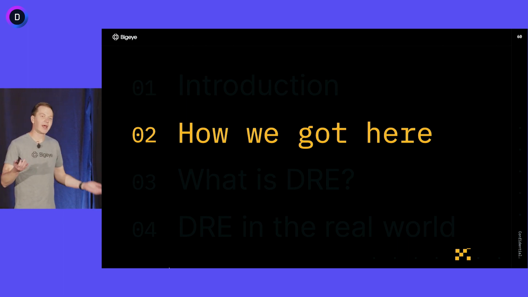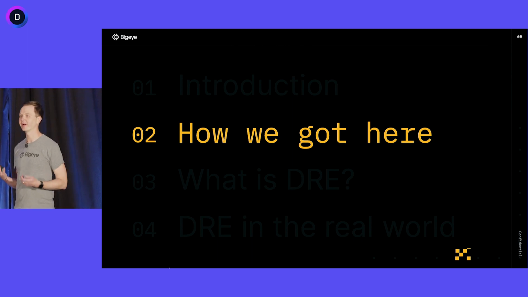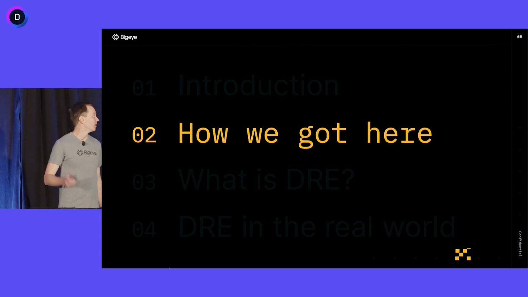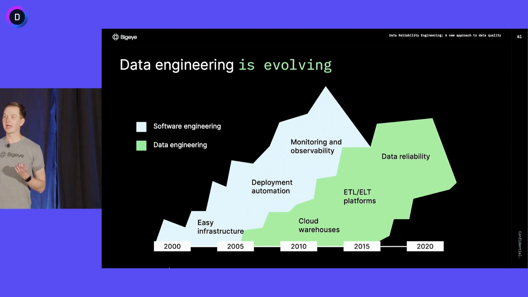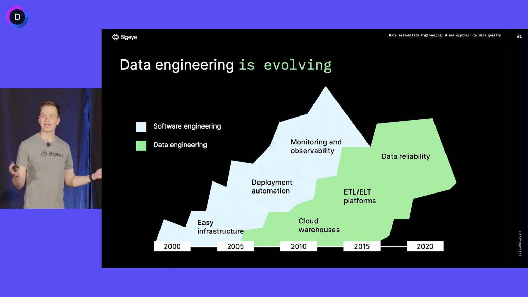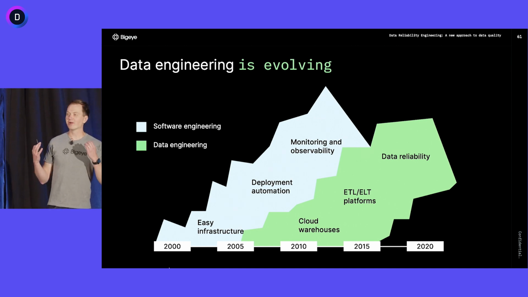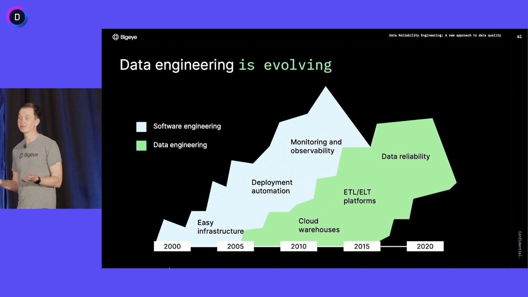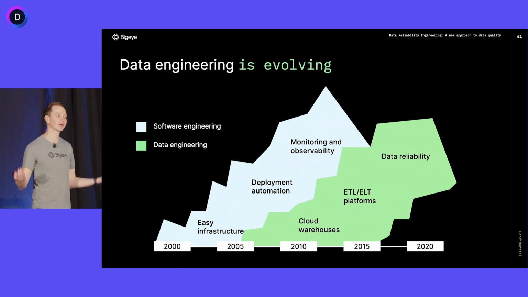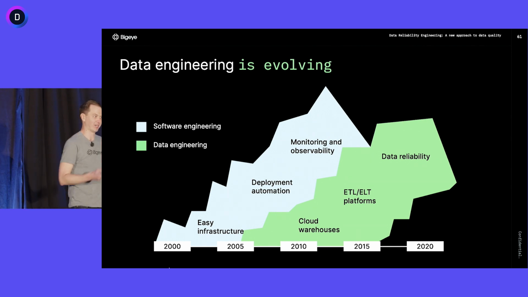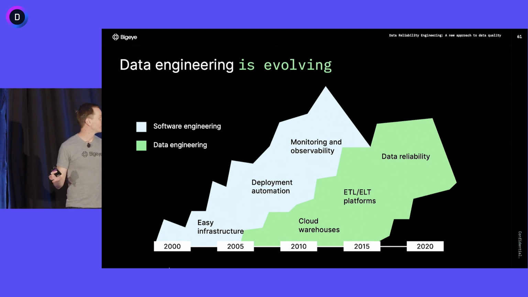So let's talk about how we even got here. Why is data reliability important now? Why haven't we been talking about this a few years ago? Well, data engineering and the data landscape is evolving similarly to how software evolved, but with a bit of a delay. So if you think back to the early 2000s, software was built and deployed on bare metal racks that sat in a closet somewhere, and you had to manually pick up a server and stick it in the rack, and if you needed more capacity, you go and you buy another server and you stick it in the rack, and you wire it up, and that's where you deploy all of your software.